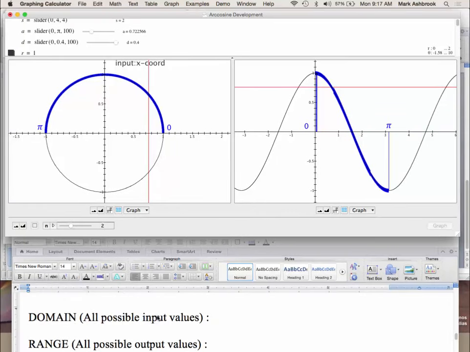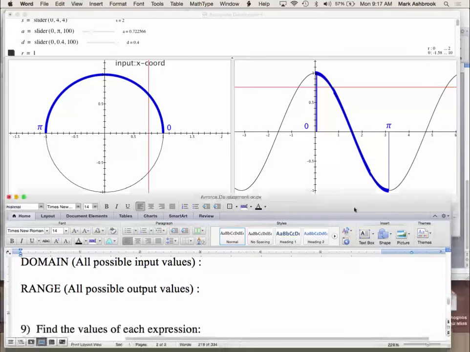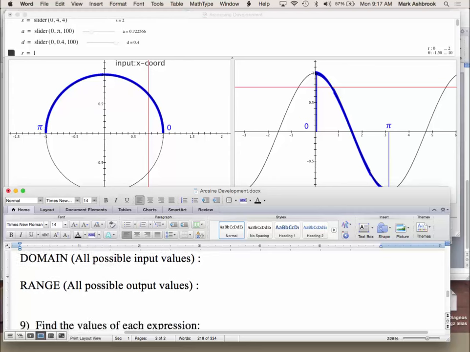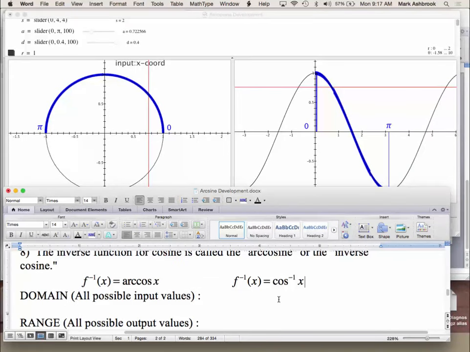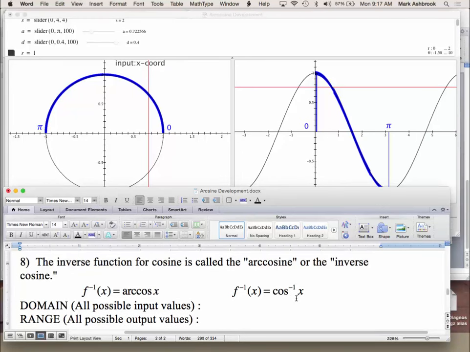Okay, so here's good. See if you follow what's going on. I want you to give the domain. I want you to write the domain and the range of arc cosine. What are all possible inputs into arc cosine? What are all possible output values of arc cosine? Okay, see if you're tracking.